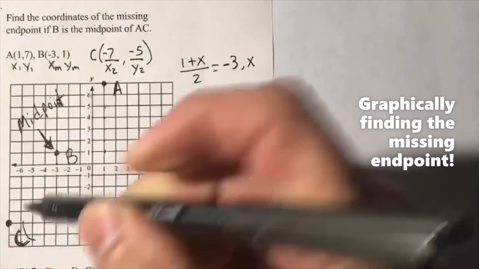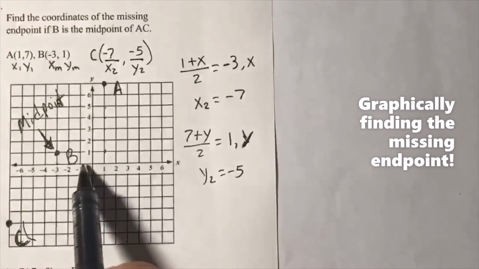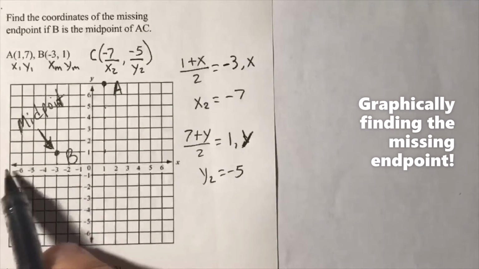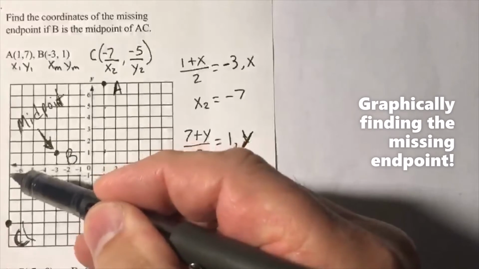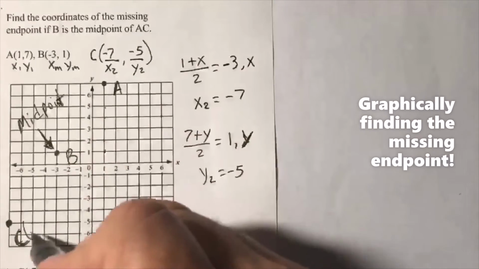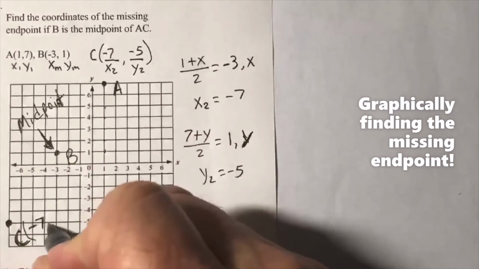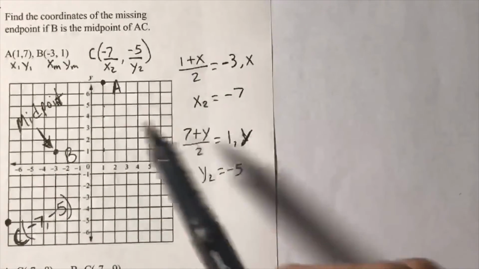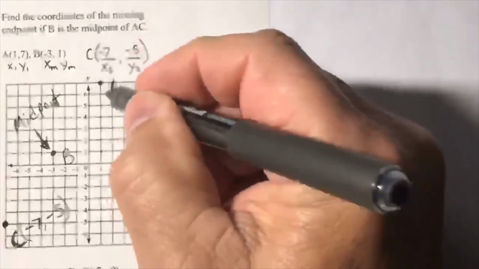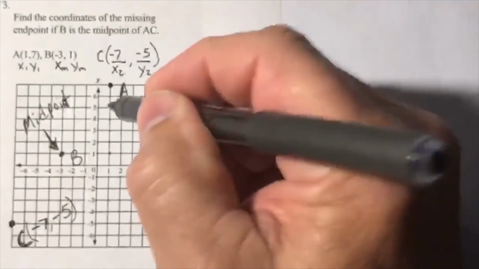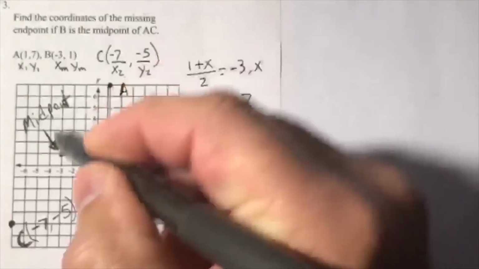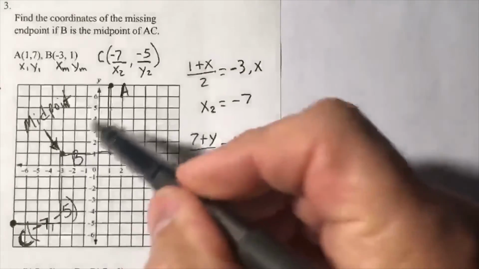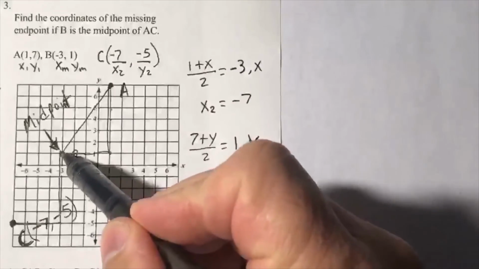You would come back to the origin and go 1, 2, 3, 4, 5, 6, 7. That's -7 to the left, and then go down 1, 2, 3, 4, 5. So that's -7, -5. Stick with that method where you do your rise and run. Because that's the midpoint, it's an equal distance from here to here. It's the same distance from here to here.